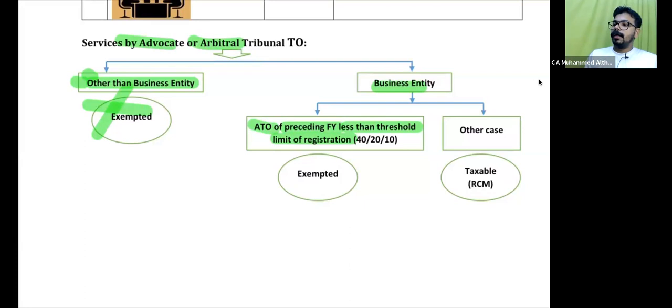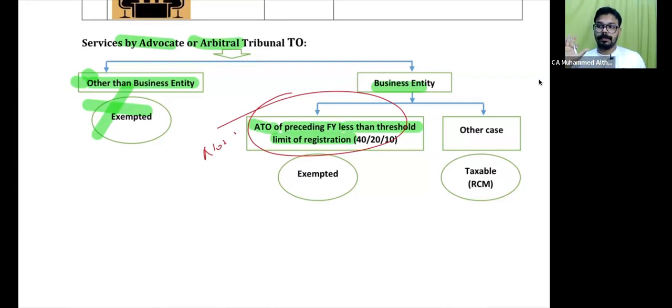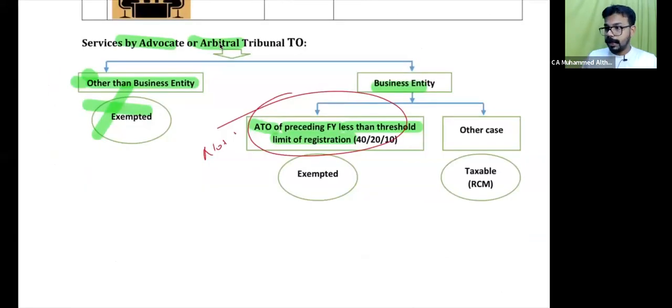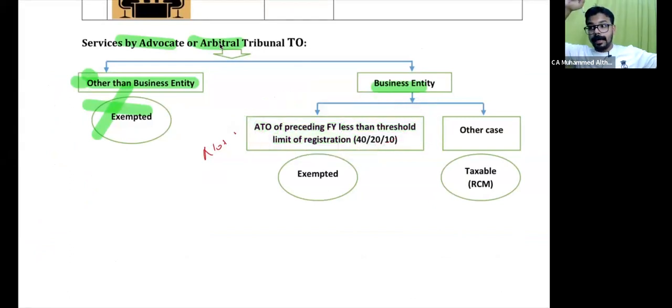See, somebody will learn this in this way: business entity not registered is exempted, registered is taxable. That is definitely wrong. You should not learn it that way, because I'll tell you. Here you read this. The all-in-one partnership firm is a registered supplier. So if it is a registered supplier, then what you are saying is wrong, right? But that is not the case. Whether it is registered or not, that is not the criterion. You have to check only this one: the aggregate turnover of the last year, the preceding financial year, is less than the threshold limit, 40 lakh or 20 lakh or 10 lakh.